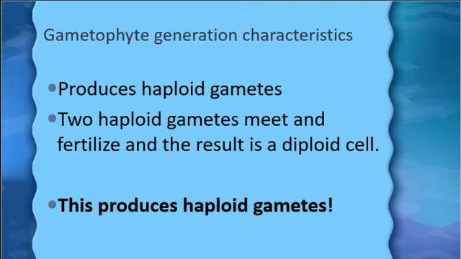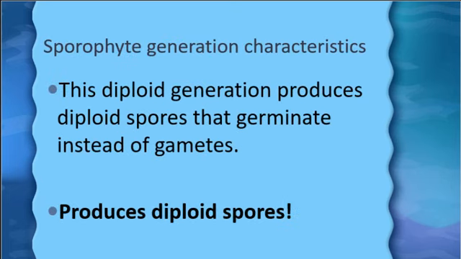Gives it away right there in the word. So what do you think the sporophyte generation makes? Spores, right. So the sporophyte generation characteristics: a diploid generation produces diploid spores that germinate instead of gametes. So it produces diploid spores. Diploid has all the information it needs. Remember, a spore is a little bit like a tiny seed, a tiny seed without the package of food in it that angiosperm seeds would have.